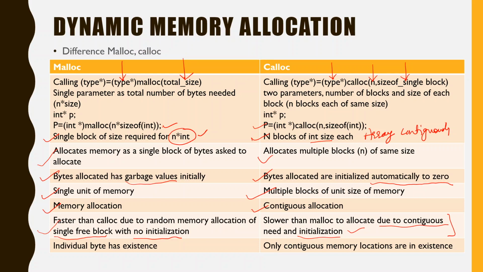Here, in malloc, only the single block has existence. Since it is a 16 byte block, every byte, that is byte number 1, 2, 3, 4, up to 16, has an existence. But in calloc, since it has contiguous memory locations, the existence is only of the first 4 bytes, second 4 bytes, third 4 bytes, and fourth 4 bytes. So these 4 byte blocks are in existence, not the individual bytes between them. They have no individual existence.